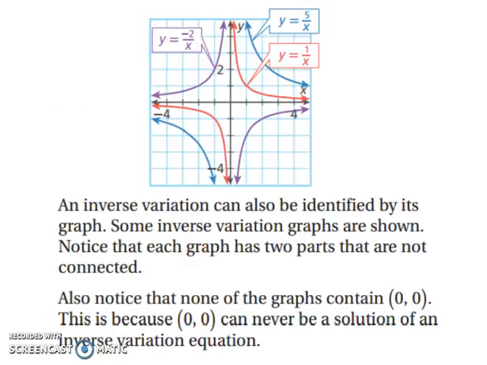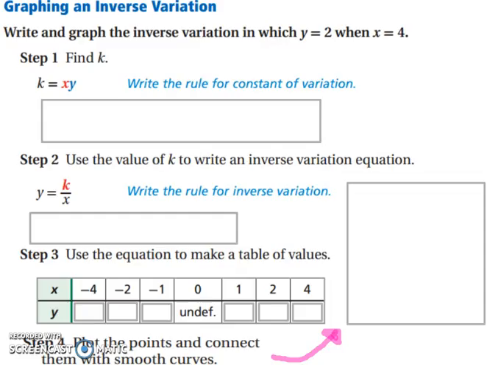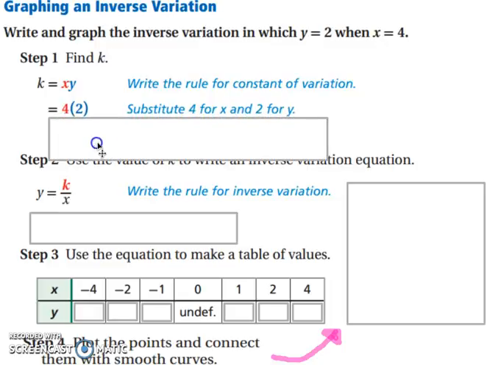Now let's take a look at graphing them. So we want to write and graph the inverse variation in which y equals 2 when x equals 4. So we need to find our constant value, the one that is the constant of variation. So we're going to take our x and our y, and we're going to multiply them. So we have 4 times 2, and we end up with 8.